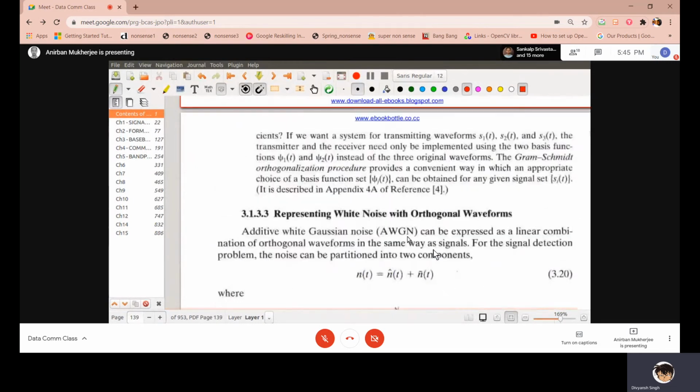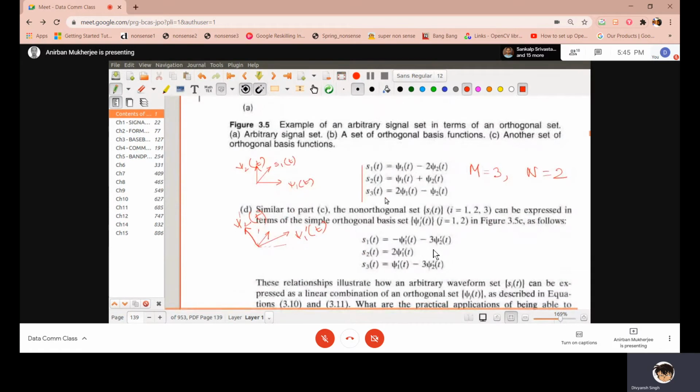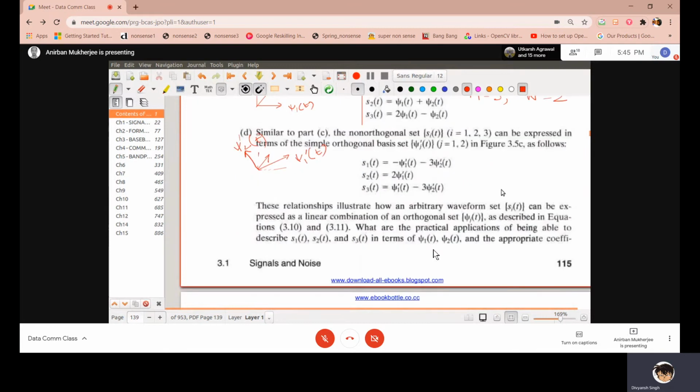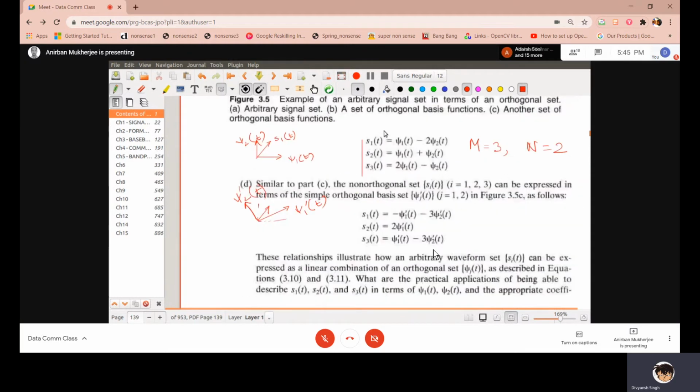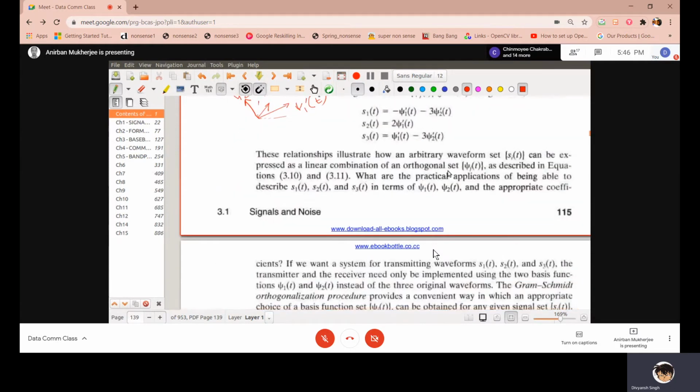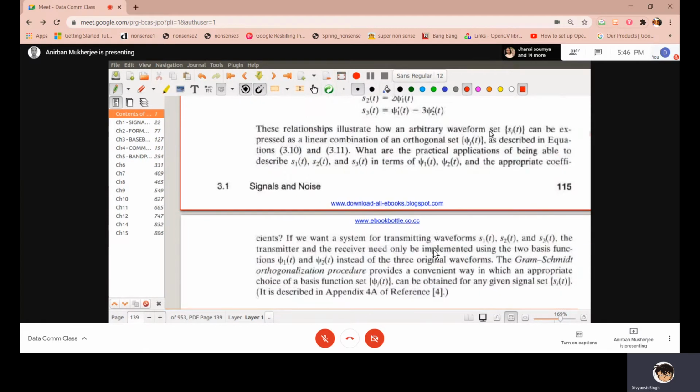So that means you are breaking S1T, S2T and S3T into, say, psi 1T and psi 2T. Okay, this is basically that. That means if we want a system for transmitting S1T, S2T and S3T, the transmitter and receiver need only be implemented using the two basis functions psi1T and psi2T instead of three original waveforms. Okay. Because if I know the psi1T and psi2T, and if I transmit only that, all this information, you can get this S1T, S2T, S3T. Okay. So instead of sending S1T, S2T, S3T, I can transmit these coefficients.